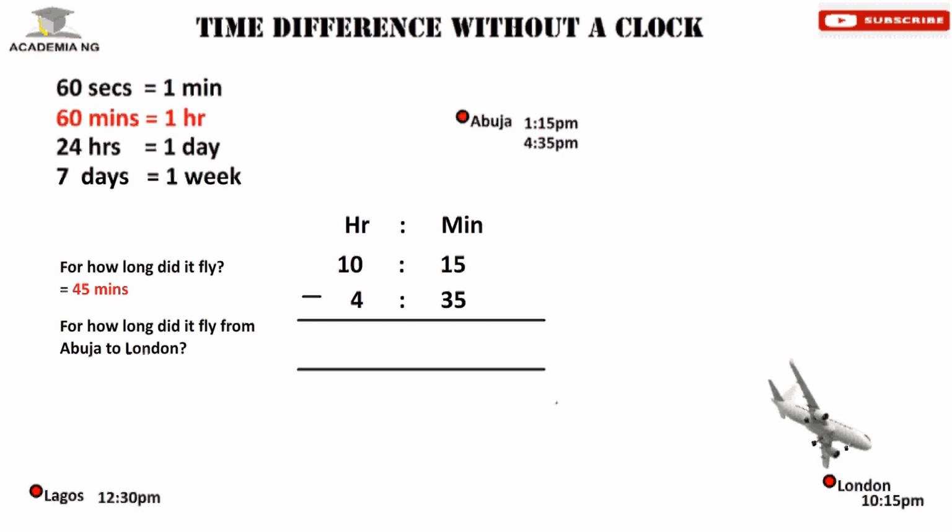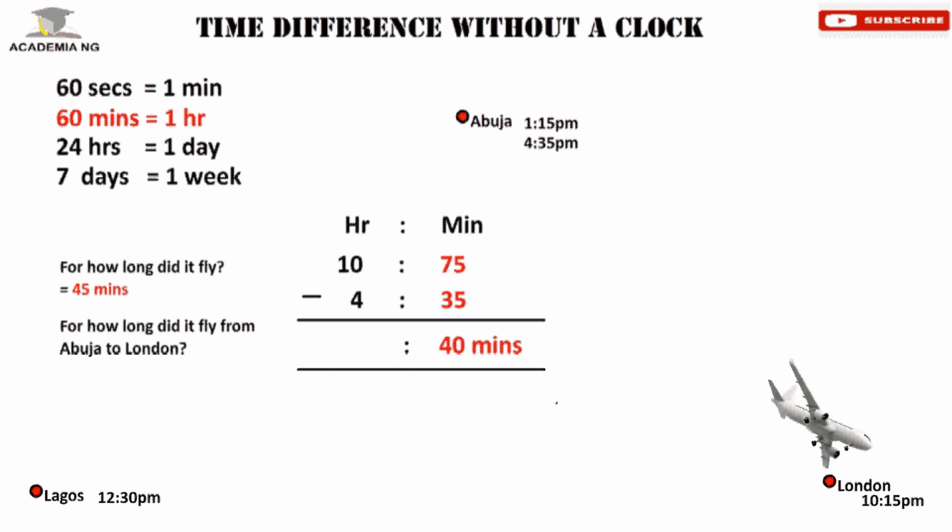So what do we do? We borrow 1 hour from the hour side. When 1 hour crosses from the hour side to the minute side, it becomes 60 minutes. So 60 plus 15 equals 75. Then we can minus. 5 minus 5 equals 0. 7 minus 3 equals 4. So the minute is 40 minutes.